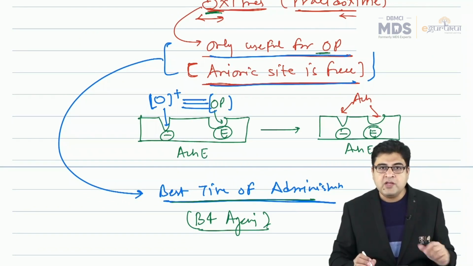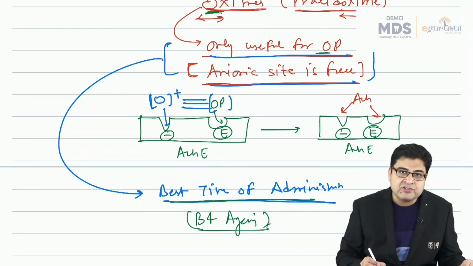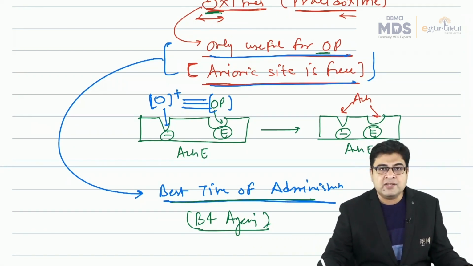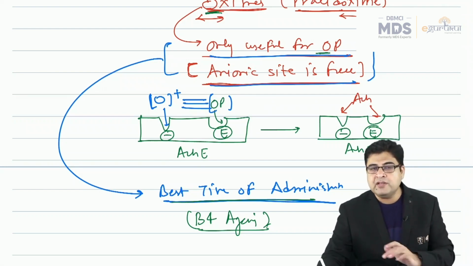Why only in OP poisoning? Because these medicines contain a positive charge, and the positive charge needs to bind with the negative site. That negative site is free in acetylcholinesterase only in cases of OP poisoning, not free in case of carbamate poisoning.